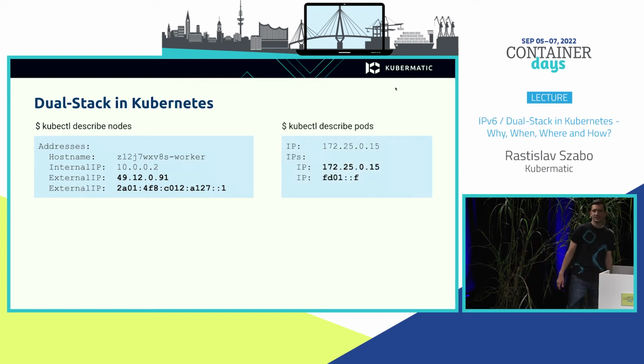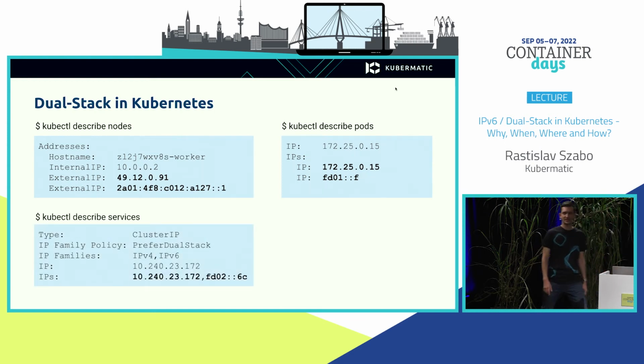If you describe any pod, you would see it has one IP address in pod IP field, but actually two IP addresses in pod IPs slice, which would contain both IPv4 and IPv6. And if you describe a Kubernetes service, in case that it is dual stack, you would again see one IP address in service IP field, but multiple IP addresses in service IPs field.